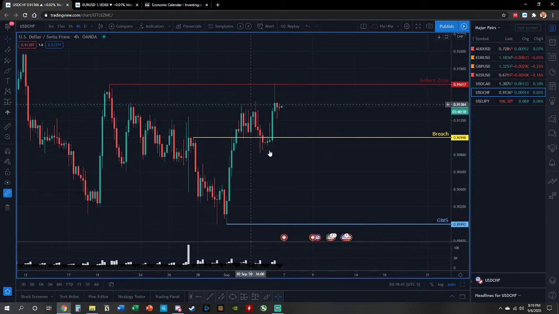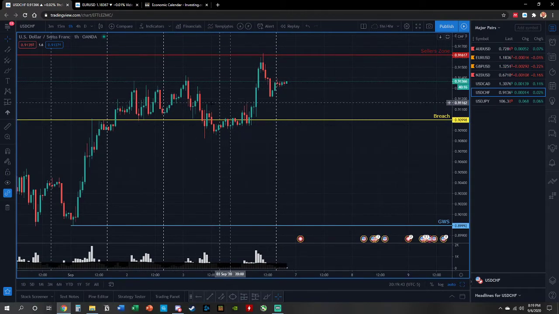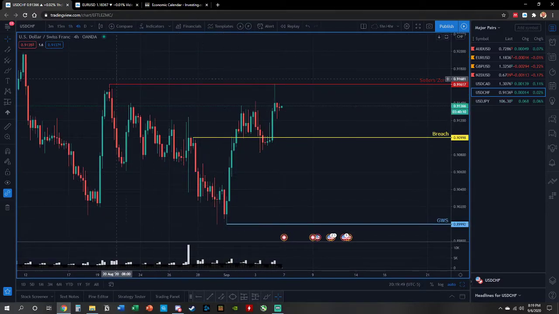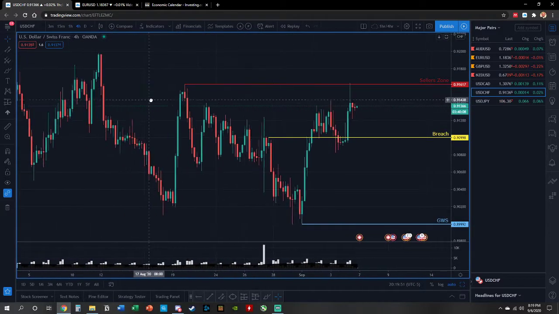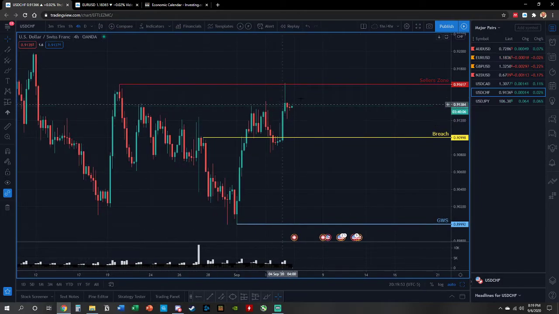CHF, very similar. There was a buy opportunity in here, but again, I wasn't around to see it. We had a guy who started. We do have this sell zone that you can see price react from quite aggressively. So again, just waiting to see what happens.